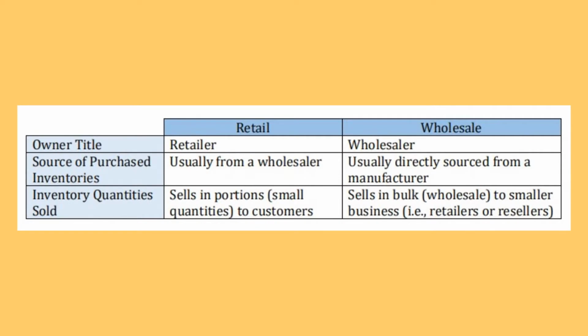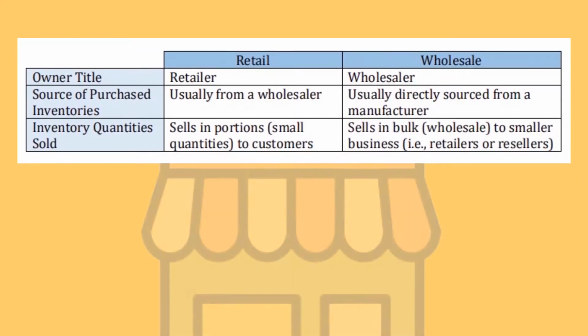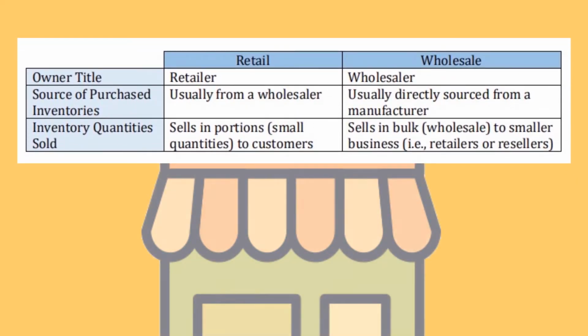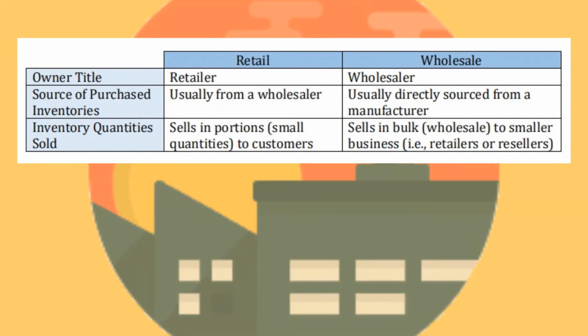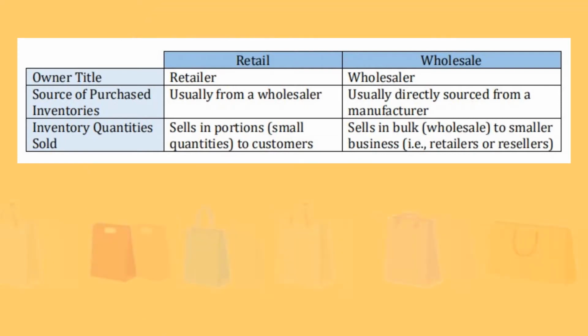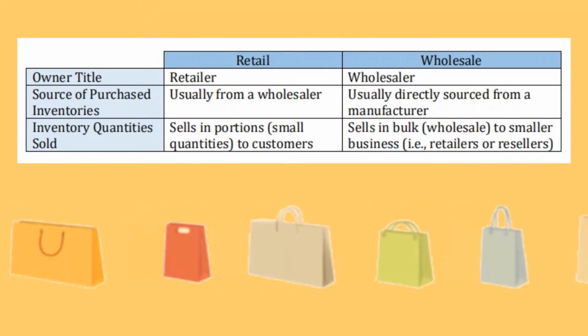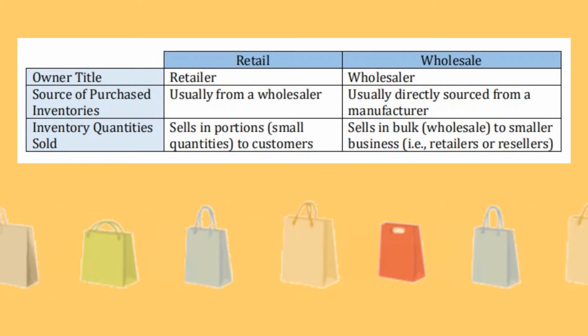So we will see an illustration in here. Below shows the main difference between the two. Now for the retail column, we call them retailers. For their source of purchased inventories, or pagkukuhanan nila ng supplies, it would be from a wholesaler, and for their inventory quantities sold, they only sell in portions, like in small quantities to customers.